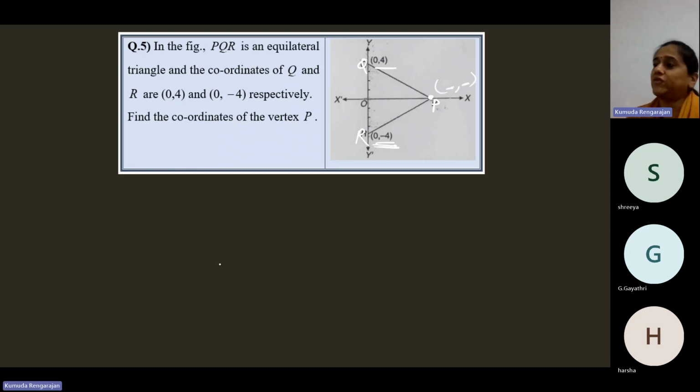Now, which dash can be filled? The first dash or the second dash? The second dash can be filled: 0. Now, this first dash we have to find. If you find the length of OP, supposing 7 centimeters, OP is 7. That means this marking is 7, no? So then it will be 7, 0. Yes or no?